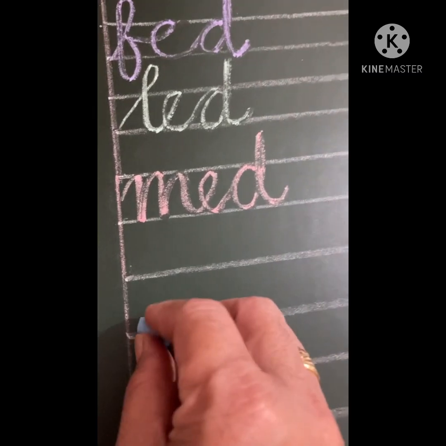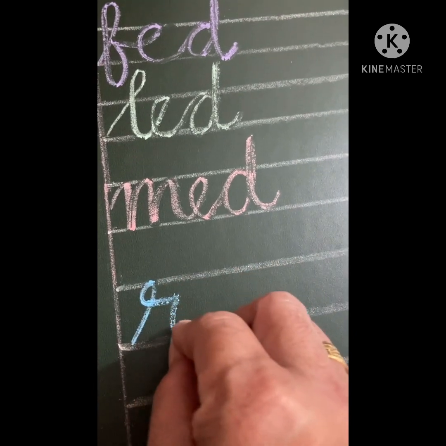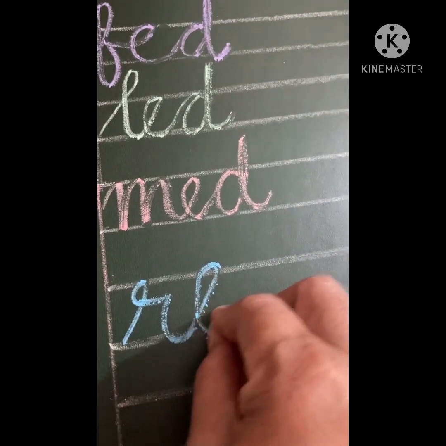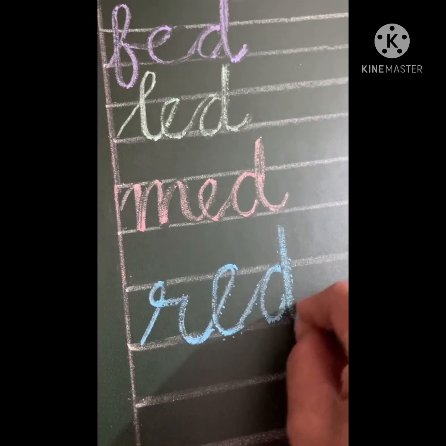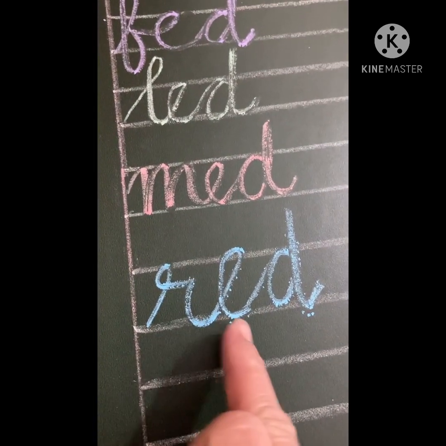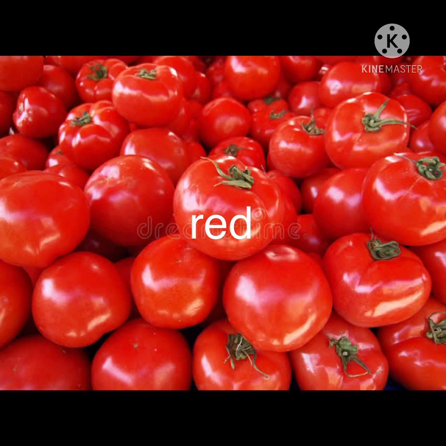Let's write the next word. It is the name of the color R. Extend the flake and make E. Extend the flake and make D, D. The word is R-E-D, red. Red is name of color. Hat is red. Tomatoes are red.